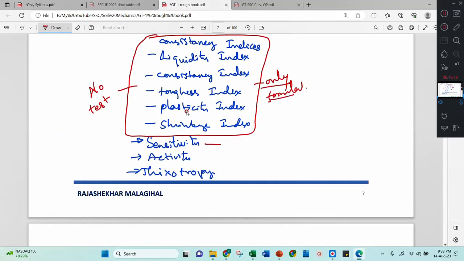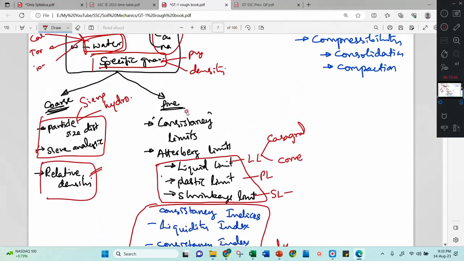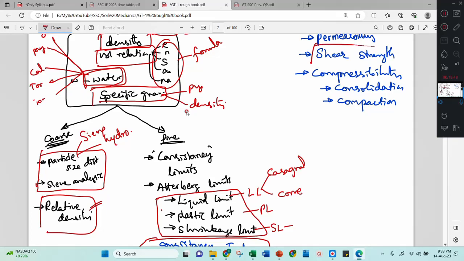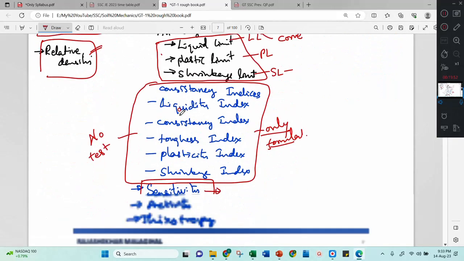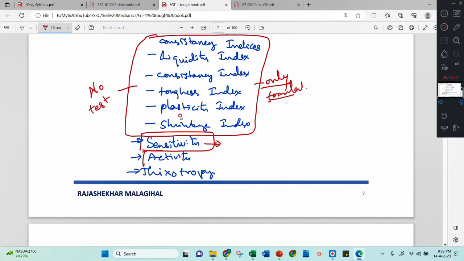Then sensitivity, this will not come exactly here, this will come in the shear strength chapter. In the shear strength chapter we will conduct three experiments. I will explain later. Then after that, activity, we don't have any test for this one. This is formula based. We don't have any test or any formula, it is just a concept.